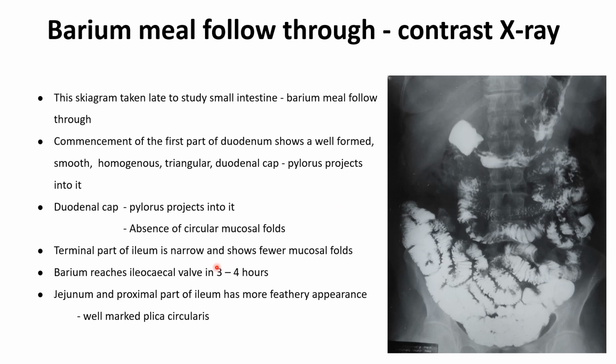You can clearly identify these points: the absence of circular mucosal folds in the duodenal cap, and this feathery appearance of the jejunum will be due to the well marked plicae circulares within it.